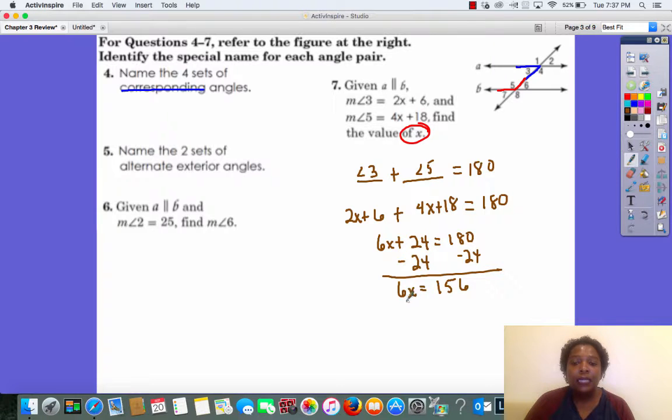I need this x single, so I need to get rid of that 6. I'm going to divide both sides of my equal sign by 6. And what I'm left with is x is equal to 26.